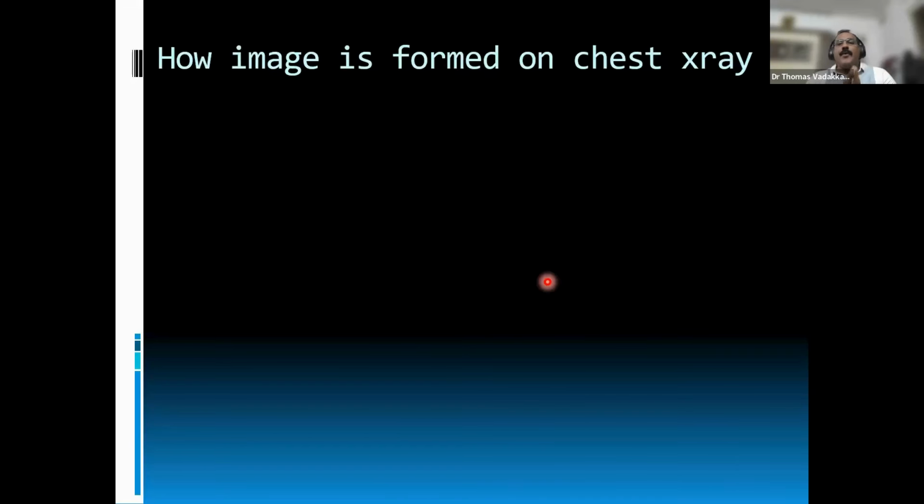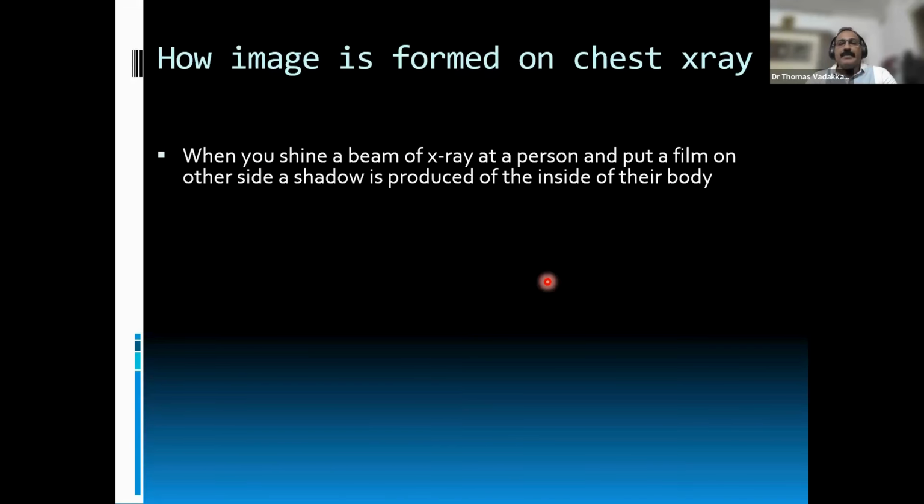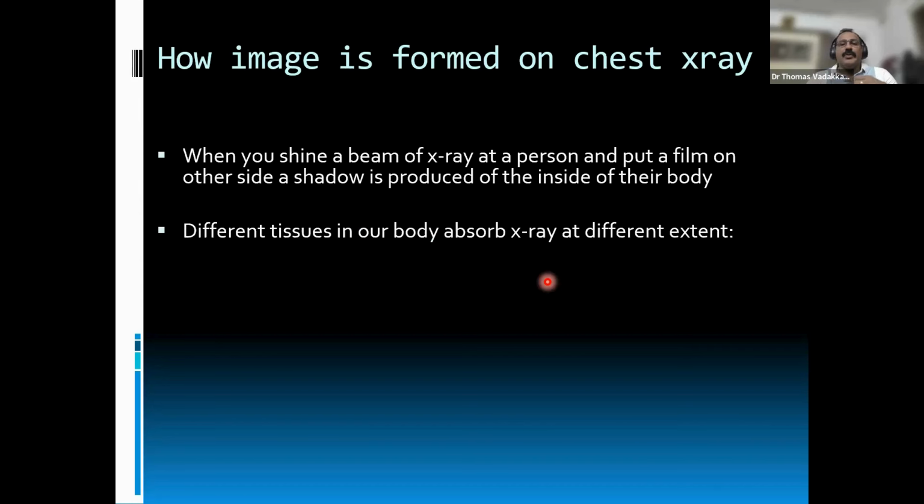Now, how is an image formed on X-ray? It is when you shine a beam of X-ray at a person and put a film on the other side, and a shadow is produced depending upon the quality of structures. If it is bone, like any metal or bony tissue where calcium is deposited, it will absorb the X-ray completely. When it absorbs completely, that part will appear white in color.